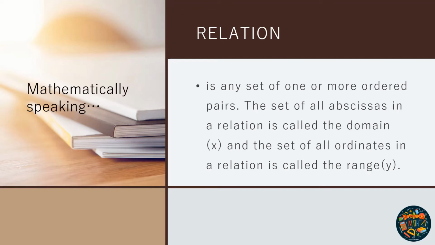Mathematically speaking, a relation is any set of one or more ordered pairs. The set of all abscissas in a relation is called the domain, and the set of all ordinates in a relation is called the range. This describes the relation that exists between the values of x and the values of y.